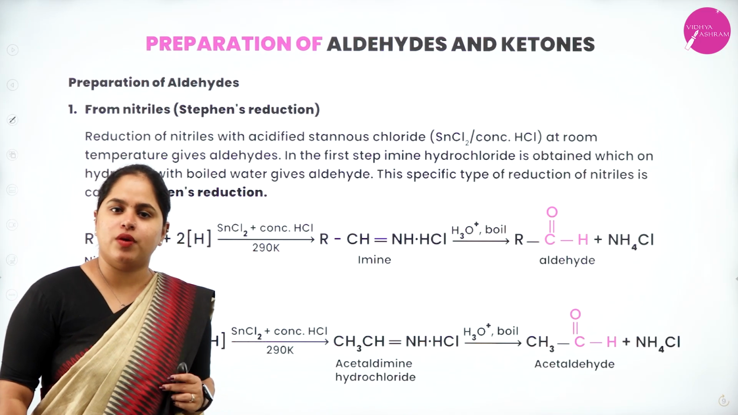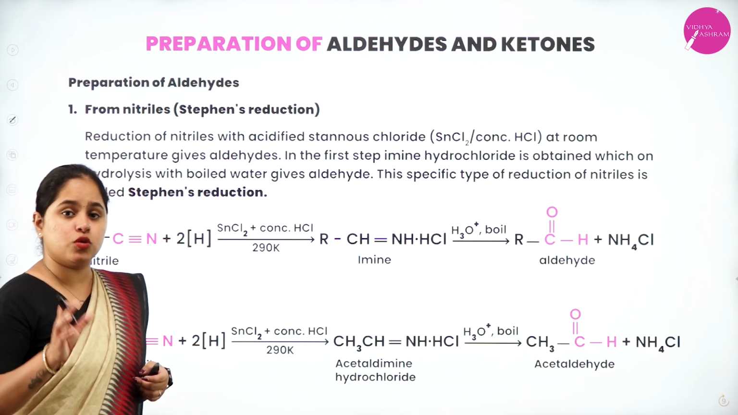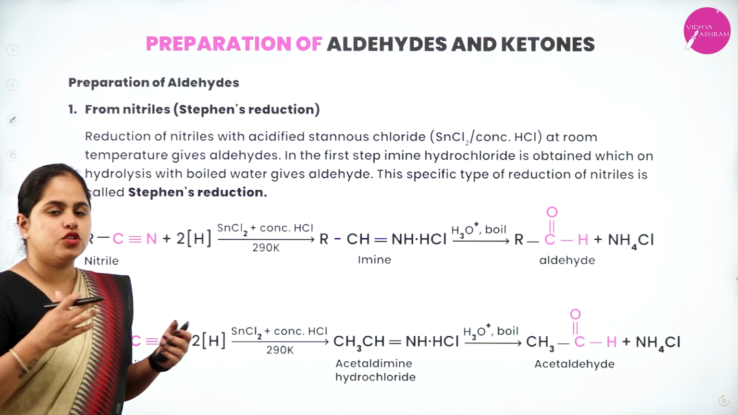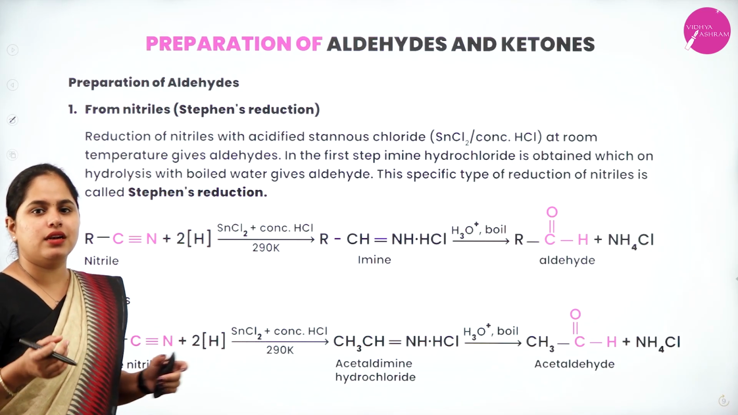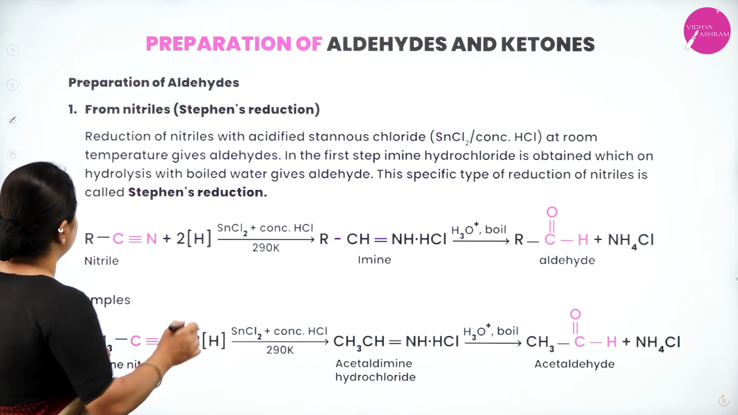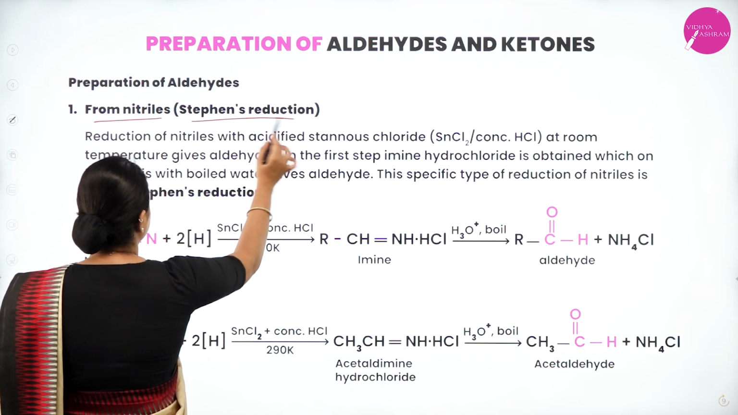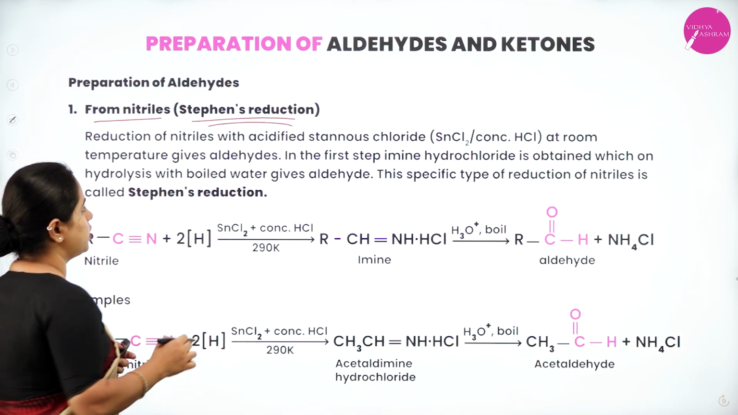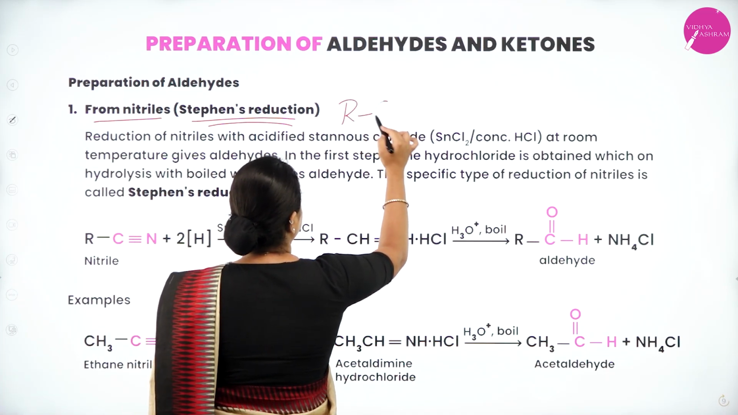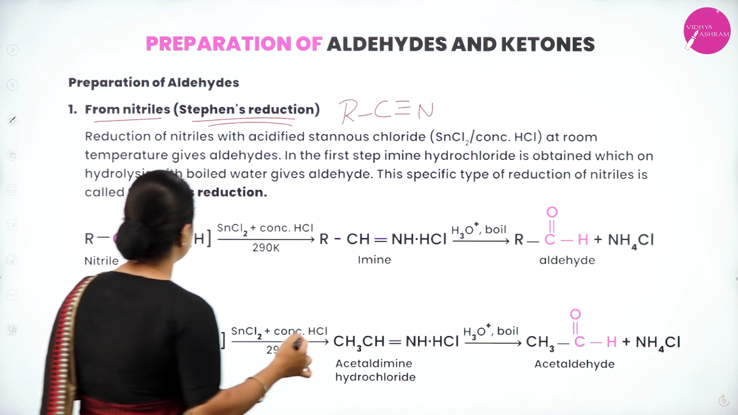So moving on to the next one, which is preparation of aldehydes. That is only the preparation of aldehydes. Till now the methods we have discussed were the preparation of aldehydes as well as ketones. Here it is just the preparation of aldehydes. The first one is from nitriles, which is called Stephen reaction. So, reduction of nitriles. What is a nitrile? Nitrile means R-C triple bond N.